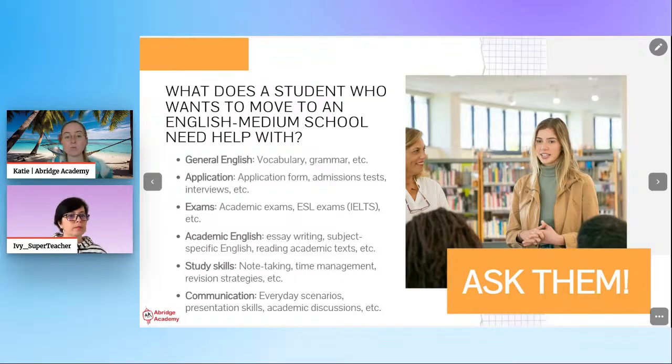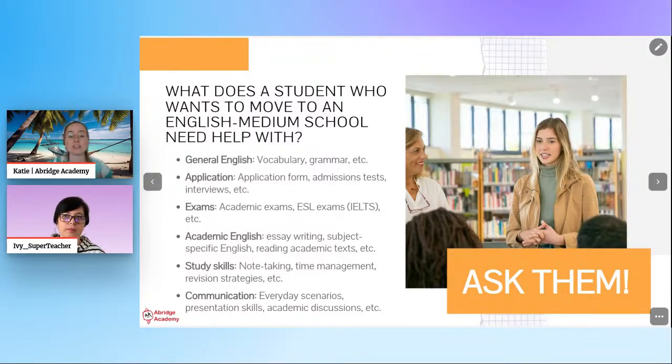Or it could be that they actually need help with the application process of moving to an English medium school. A lot of those schools, depending again on the situation, ask the parent. A lot of those schools will require an application form, admissions test, maybe an interview to get the child into the school. They can be quite competitive.